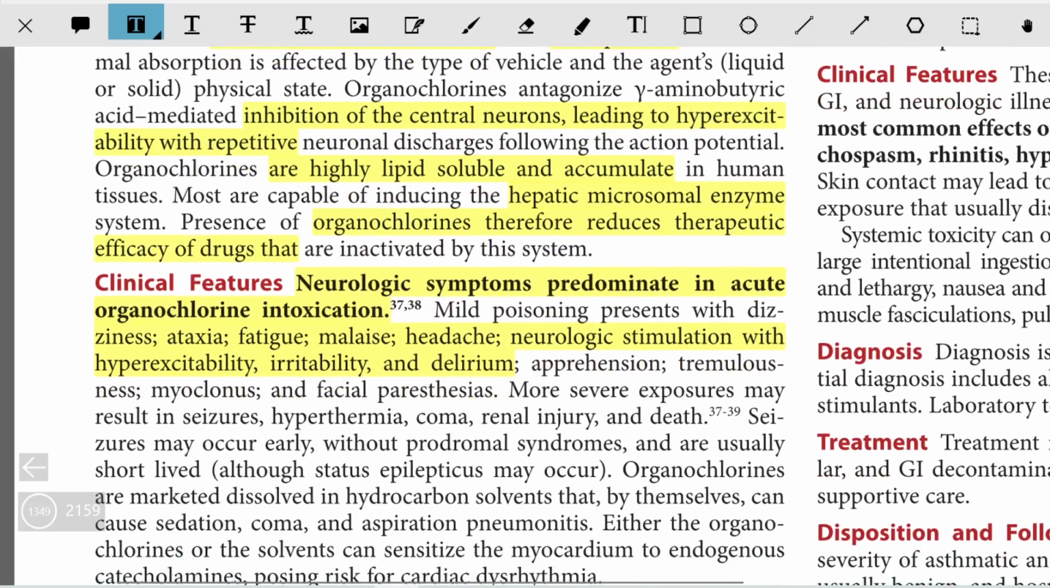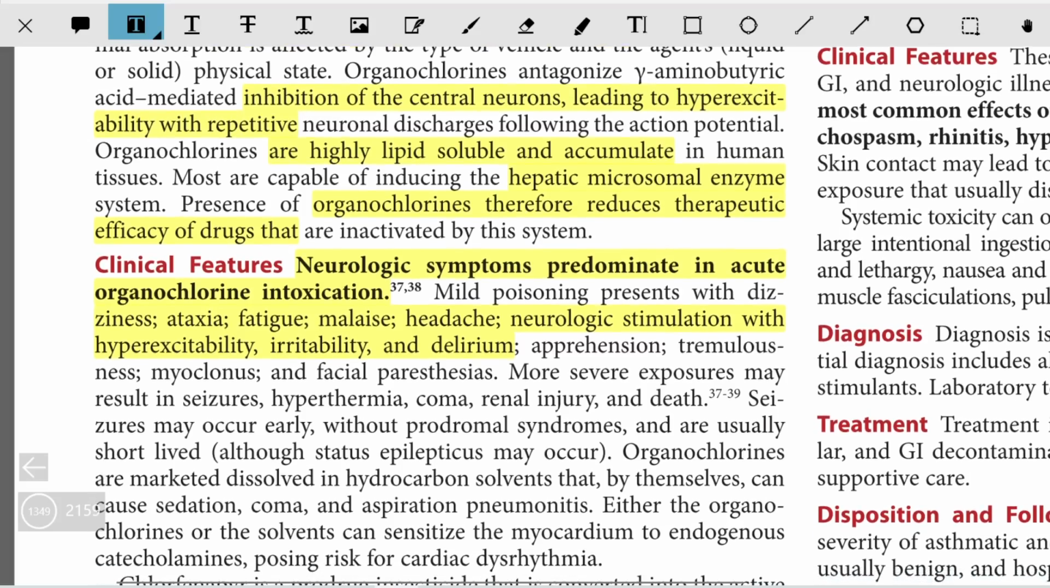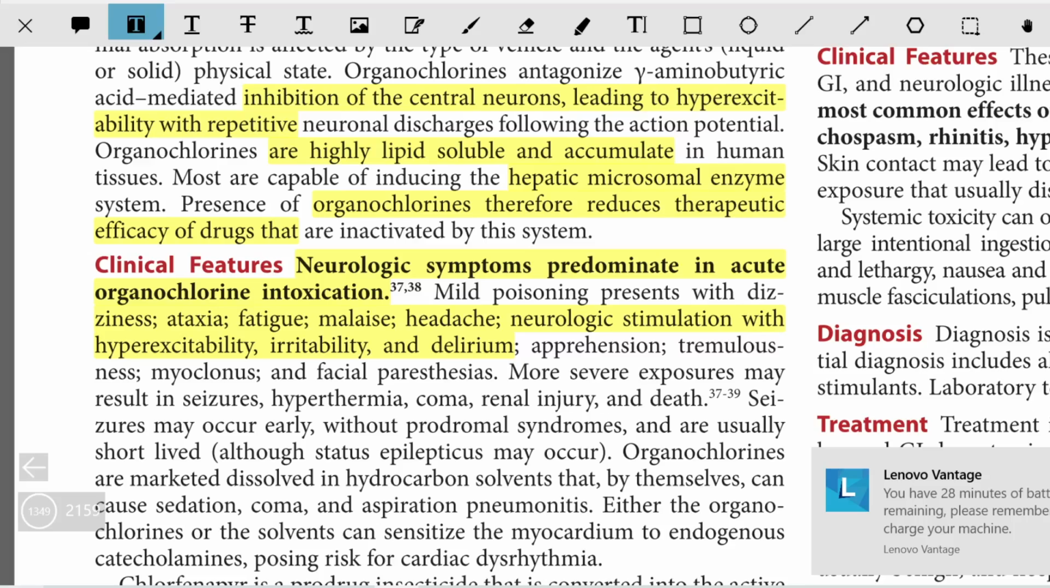Coming to the clinical features, neurologic symptoms predominate in acute organochlorine intoxication because it is mainly affecting the GABA neurons in the central nervous system. Mild poisoning leads to dizziness, ataxia, fatigue, malaise, headache, neurological stimulation with hyperexcitability, irritability, and delirium. Apprehension, tremulousness, myoclonus, and facial paresthesias can be seen.